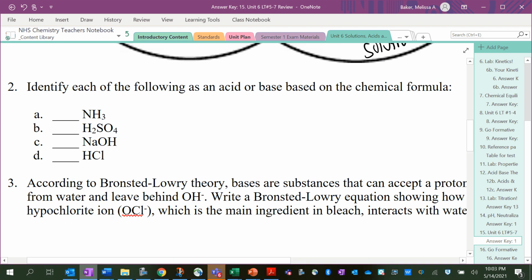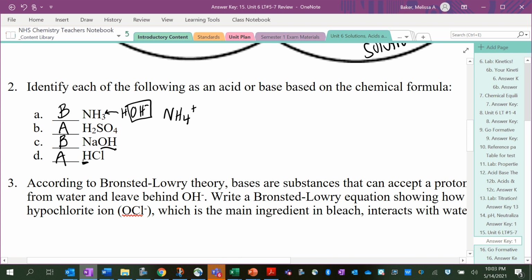So this first one must be one of the Bronsted-Lowry bases. It doesn't have an OH in the formula, but it can accept a hydrogen from H2O and leave behind a hydroxide ion. And then that would become NH4. That's ammonia. Letter B, this is an acid. Acids typically start with an H. That one is actually sulfuric acid. And then this one is an Arrhenius base because it has OH in the formula. And then the last one is another acid.